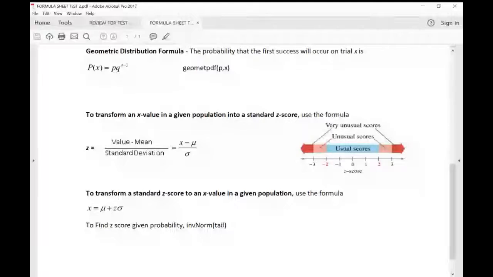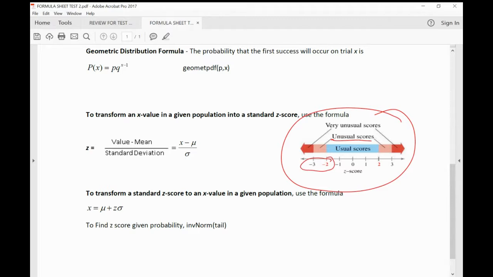Okay, so here's my formula sheet, and I want you to look at, can you all see that? Can you all just see that I circled it? Yes. Okay, that's the part that I'm going to look at. Remember, we're looking for unusual scores. So notice where unusual scores come into play. If they're anywhere between -2 and -3, or anywhere between 2 and 3.